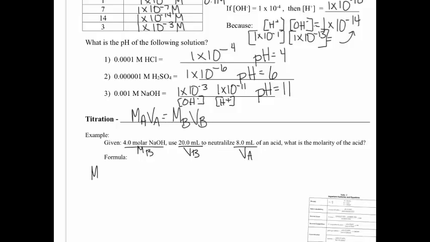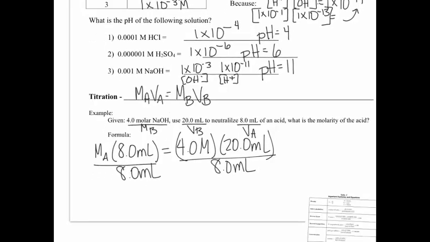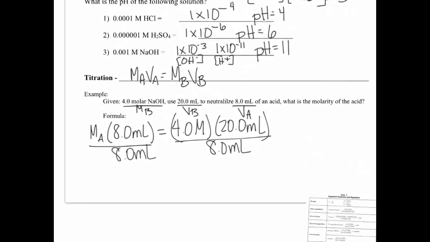So we don't know MA. I'm going to leave that alone. VA was 8.0 milliliters. MB is 4.0 molar. And VB is 20.0 milliliters. So to get MA alone, I'm going to divide. And that's essentially 4 times 20 is 80 divided by 8, or 10 molar for our answer.